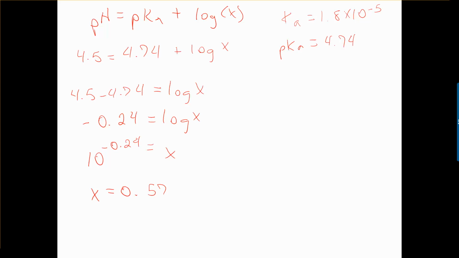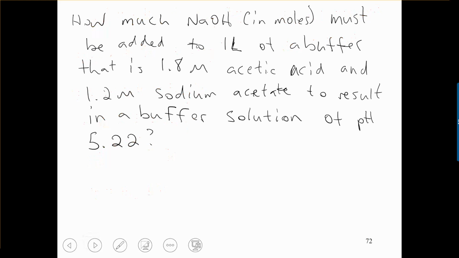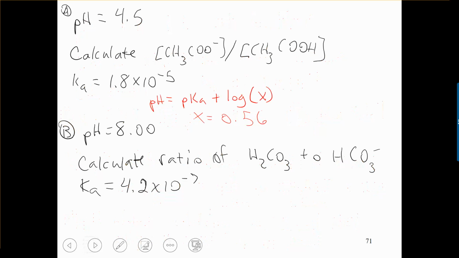Okay, so let's look at the next one. Calculate the ratio. This is the same question, just different Ka, different pH. So using the same pH equals pKa plus the log of x, what's the pKa here? 6.377. Okay, so that's my pKa. My pH is 8. I'm going to solve for it the same way.